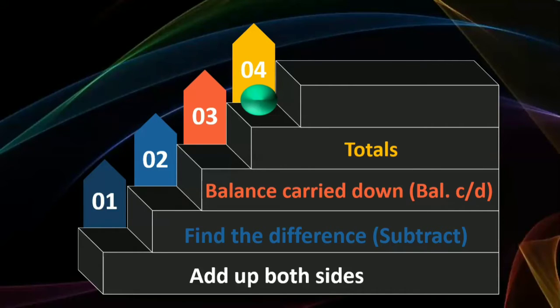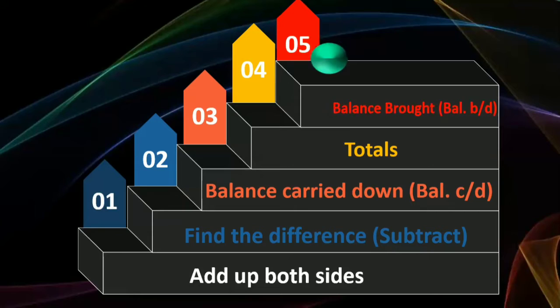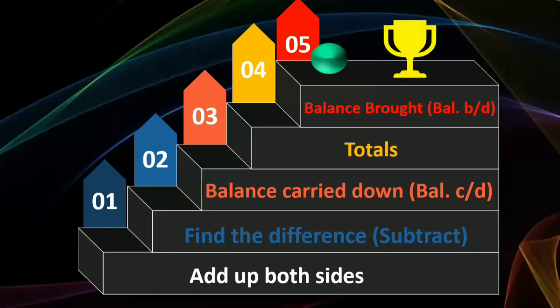And your final step, which is step 5, is to enter your balance brought down, and that will be entered on the larger side, the side that is opposite of your balance carried down. So if your balance carried down is on the credit side, it means that your balance brought down should be recorded on the debit side. And this balance brought down comes after step 4. So it means that this balance brought down must be entered after your total, below that total. Okay, and once you have completed that, then it means that you have successfully completed the balancing off process.